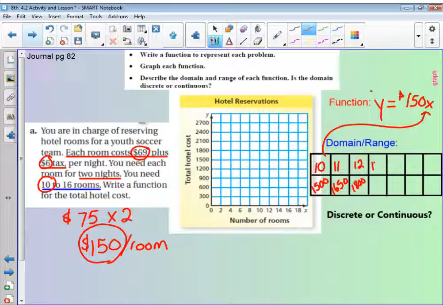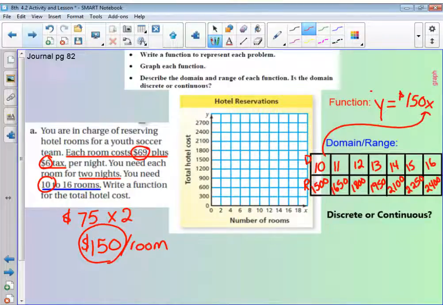So we'll continue in that pattern. 13 rooms times 150 is 1,950. 14 rooms gives me $2,100. 15 rooms is going to be 2,250. And then 16 rooms is going to be $2,400. So this is our domain. This is our range. Now we have to decide if that would be discrete or continuous.